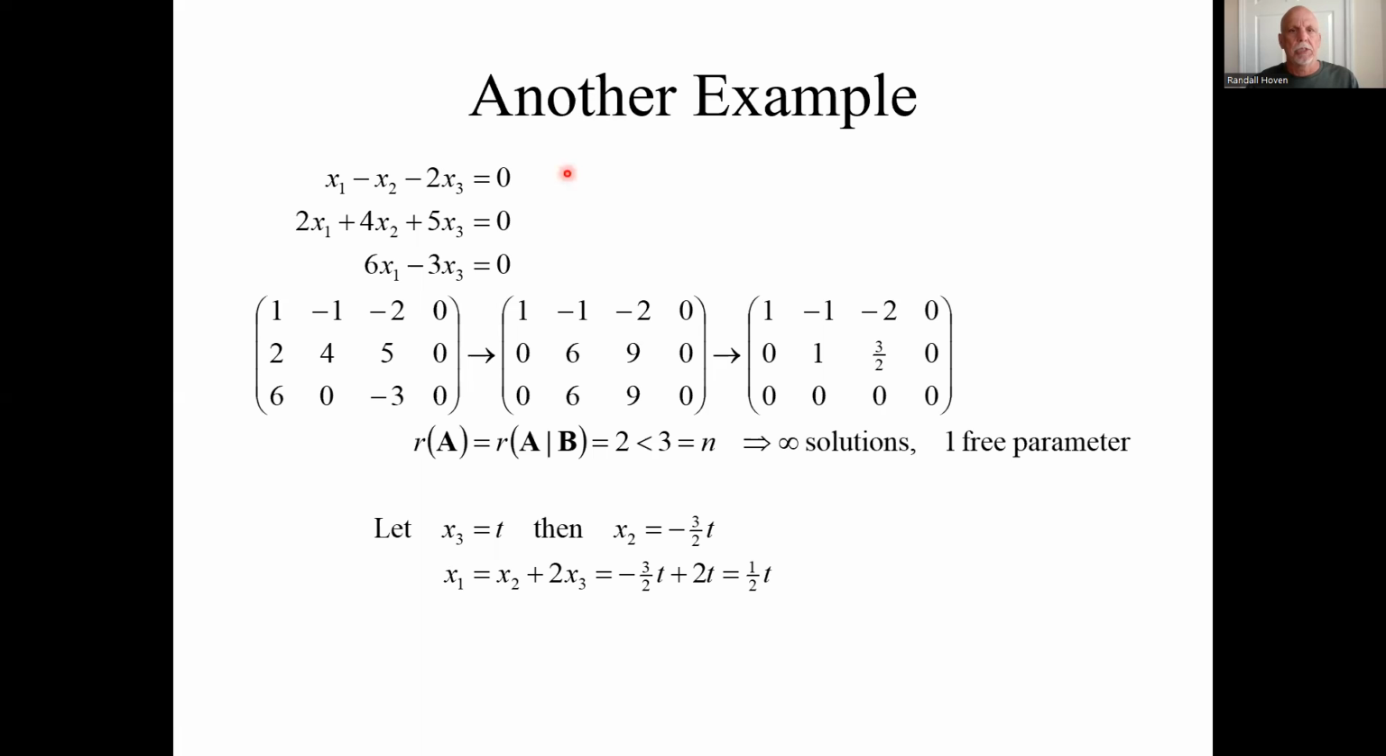This one's homogeneous. Let's see. Here it is in augmented matrix form. Do my row operations. Here it is in row echelon form. Rank of A equals 2, rank of AB equals 2, but N equals 3. So again, I get 1 free parameter, an infinite number of solutions.